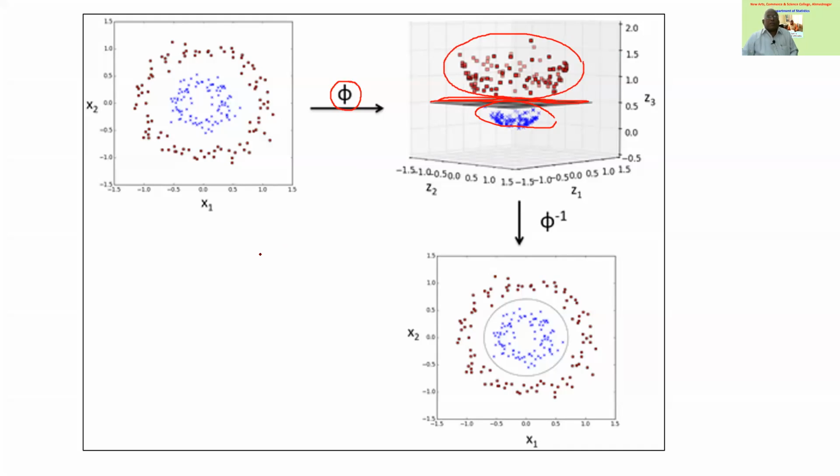Now, in this transformation, try to understand one very important thing. Your original data is two-dimensional, but now your data is three-dimensional. If you apply the kernel trick, your data is three-dimensional. So you will see that there are three axes Z1, Z2, Z3. Earlier there were only two dimensions X1 and X2. But now, because of the transformation, the dimensionality of data has changed from 2 to 3.